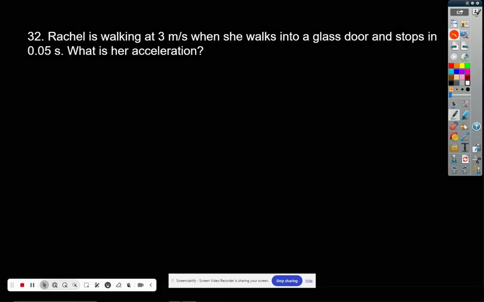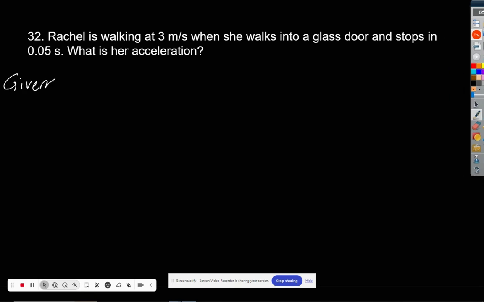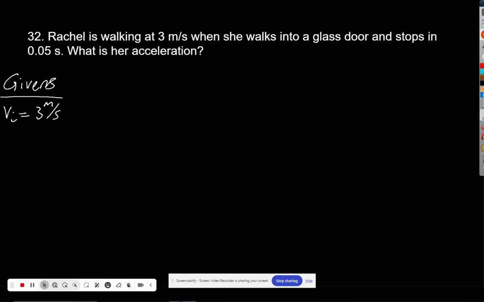Next up, 32. Rachel is walking at 3 meters per second when she walks into a glass door and stops in 0.05 seconds. What's her acceleration? Starting with the givens, always a good place to start. So she was already walking at 3 meters per second. That's her initial velocity. Then it says she walks into a glass door and stops. So her final velocity is going to be 0.